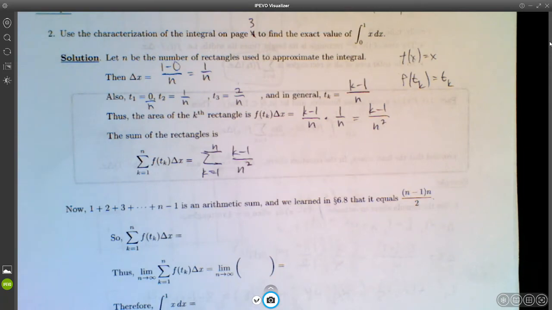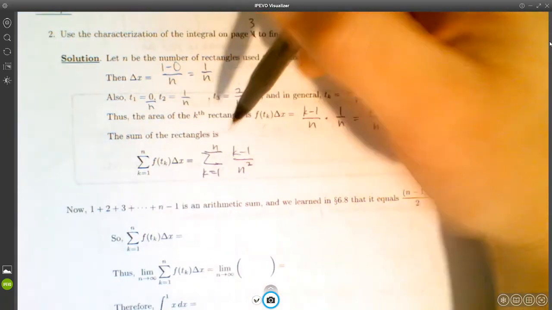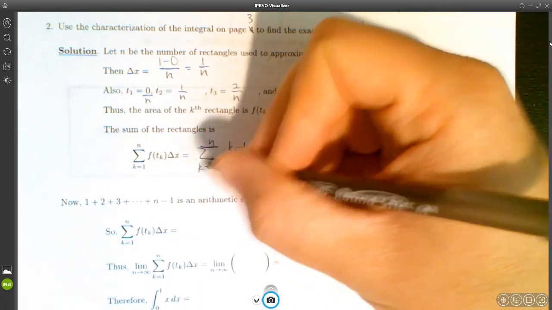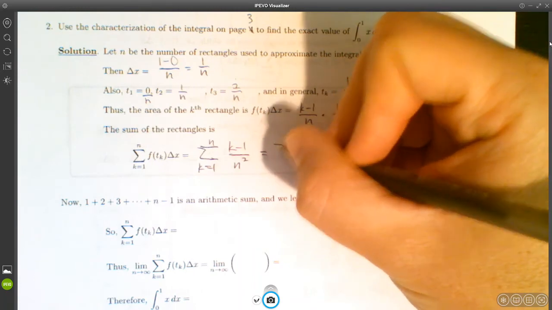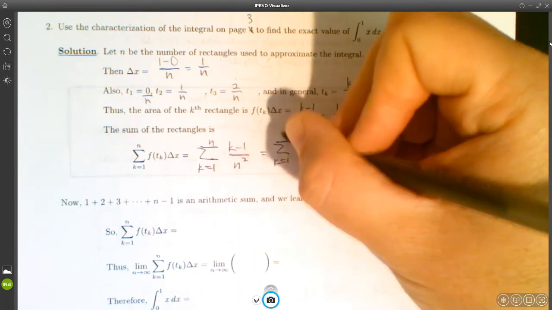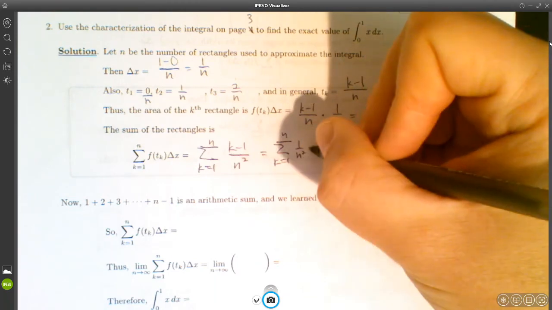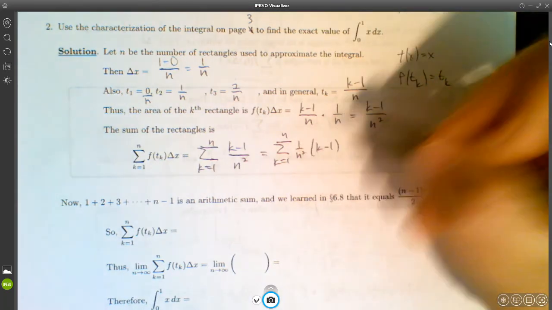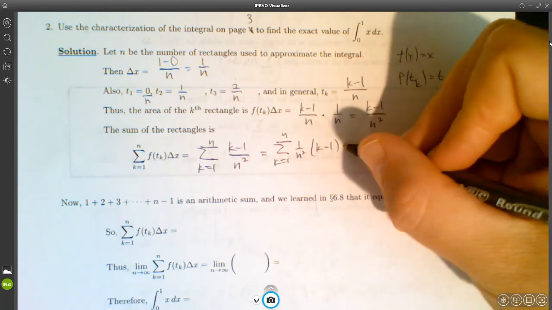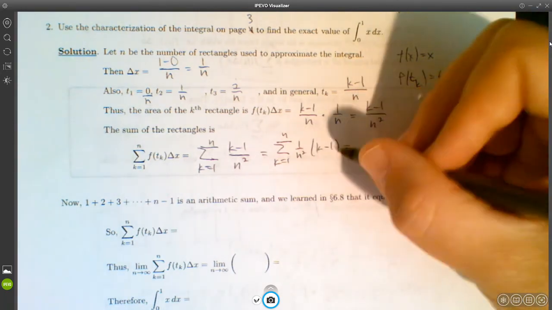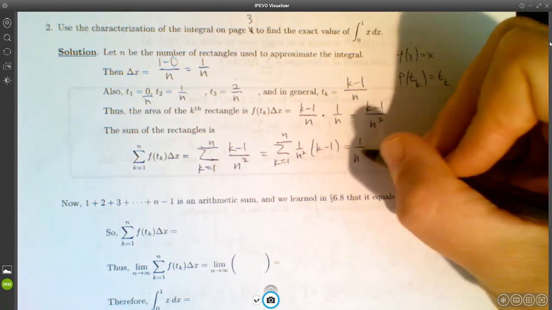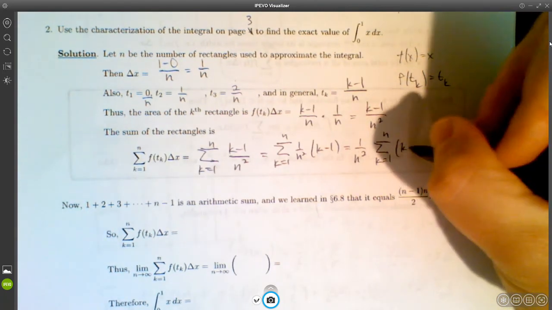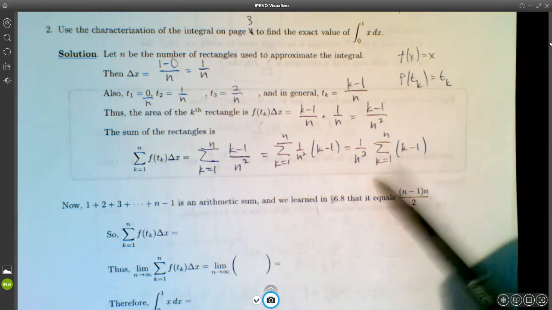Okay, now, since n squared does not change with k, we could pull out the n squared, right? In other words, I'm thinking of it like this: 1 over n squared times k minus 1. But the 1 over n squared does not change with k, so we can pull it out of that sum. We can factor it out of the entire sum. So it's going to be 1 over n squared times the sum from k equals 1 to n of k minus 1. Well, what is this sum, right?